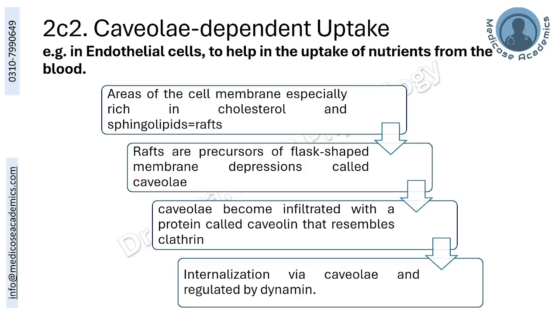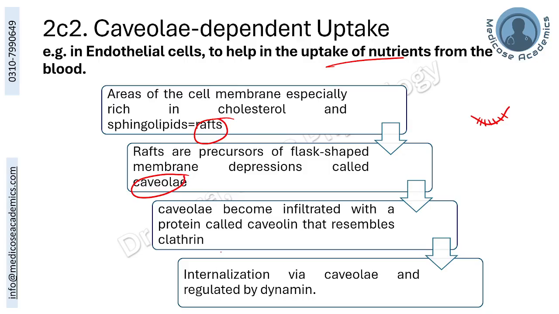Caveole we discussed while discussing the lipid rafts in this session on the cell membrane. These caveole are cell membrane depressions, and they are rich in cholesterol, sphingolipids, and special types of proteins. And these are particularly involved in the uptake of nutrients from the endothelial cells by the receptor-mediated endocytosis pathway, and only occurring at the level of lipid rafts, which lead to precursor invaginations of the cell membrane called caveole.